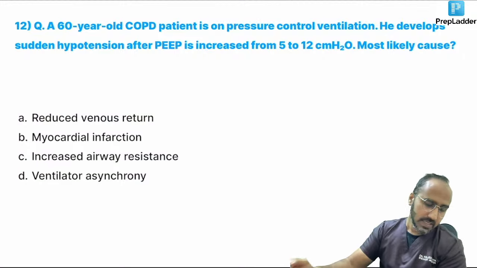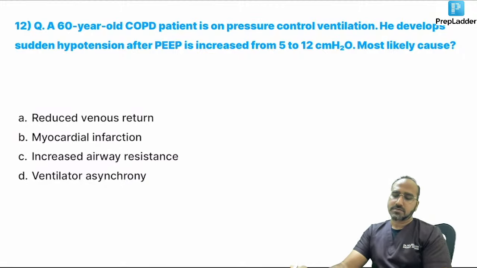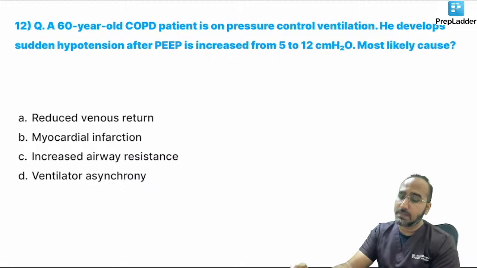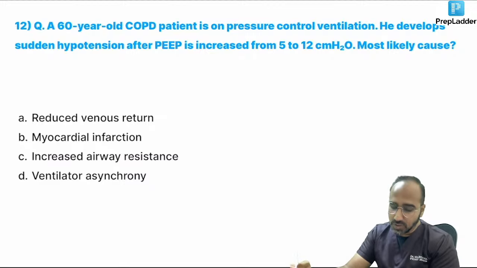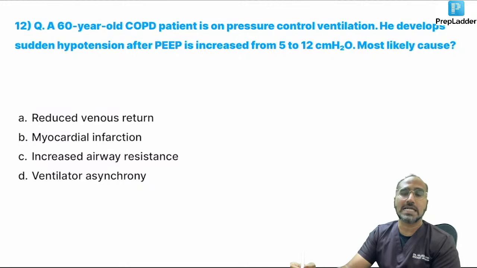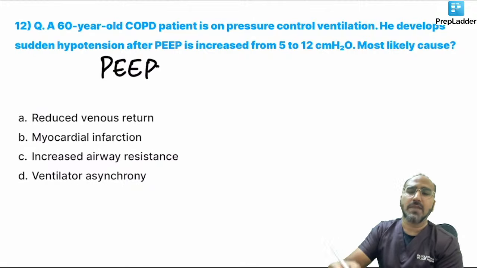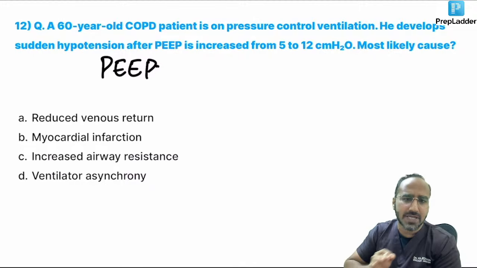Okay, next. A 60-year-old patient is on pressure control ventilation. He develops sudden hypotension after PEEP is increased from 5 to 15. Most likely cause of it? Come on guys, what's the answer for this? PEEP. First of all, what is PEEP? PEEP is nothing but positive end expiratory pressure.